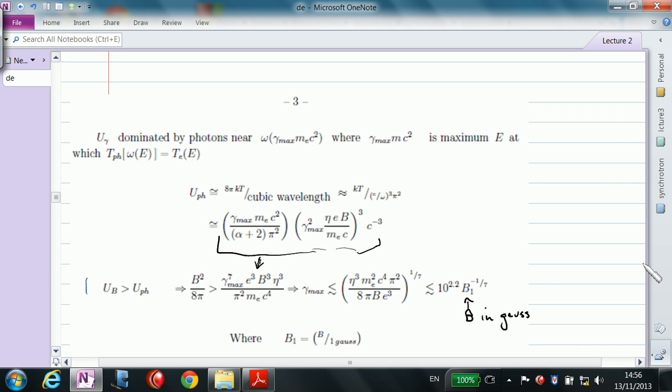So here's the point: if you see radio emission from a distant source, you don't know what the size is, but you know what the brightness temperature is, because the brightness temperature cannot be greater than gamma max.